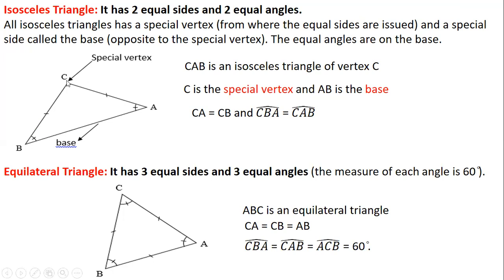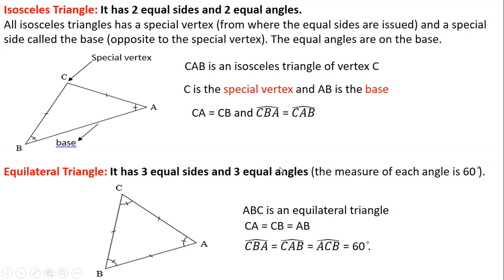Suppose I have a triangle CBA. I say the triangle CBA is isosceles at vertex C. So the special vertex is C. The equal sides are issued or coming out from C. So the first side is CB, the second side is CA. So CB is equal to CA. AB, which is the side opposite to the special vertex, we call the base. These two angles on the base, which are CBA and CAB, are called the base angles. They are both on the base. They are equal angles.